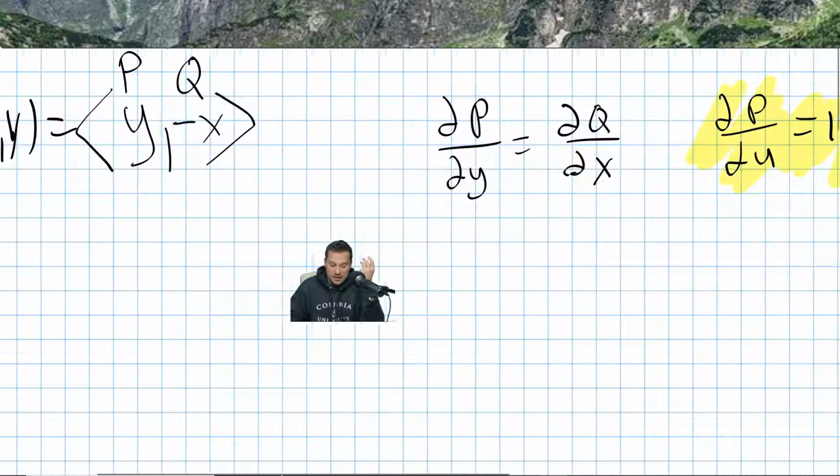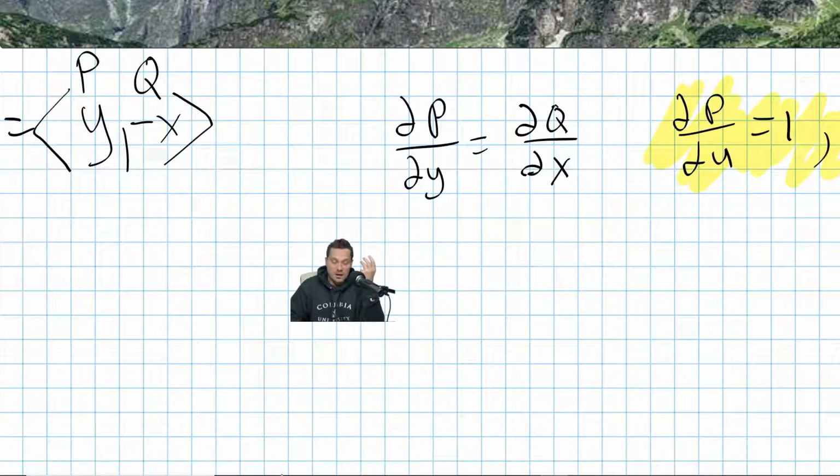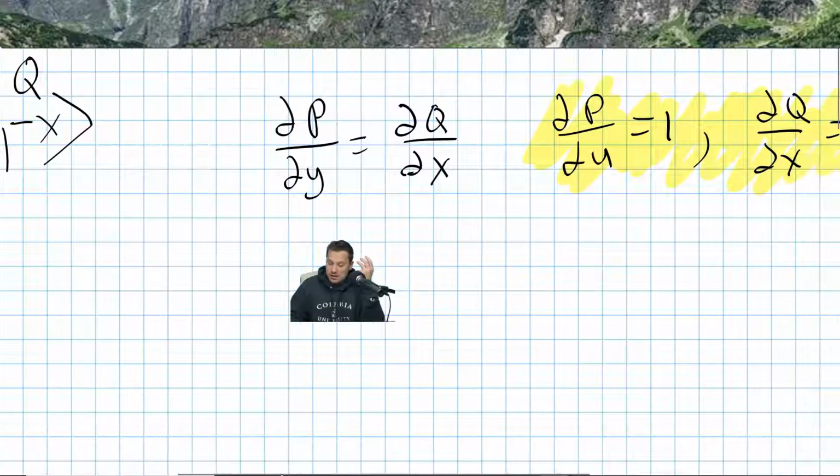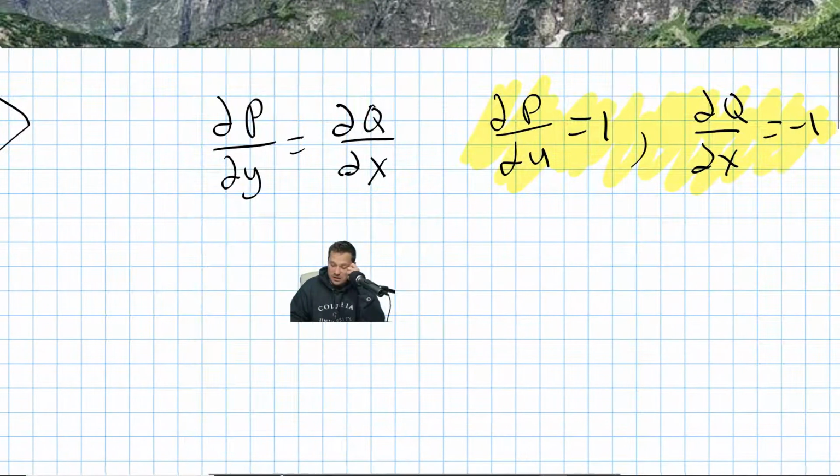Well, now in our particular case, take a look. dP over dy, that's differentiating the y right here. This derivative of P is just positive 1. And then dQ over dx, that's just differentiating the y component of the field, which is negative x. So when I differentiate that, it's negative 1.